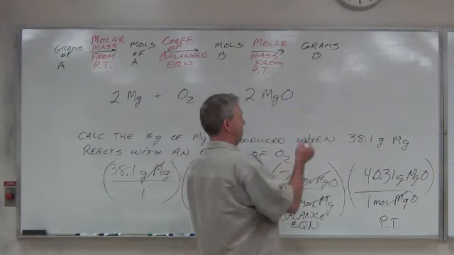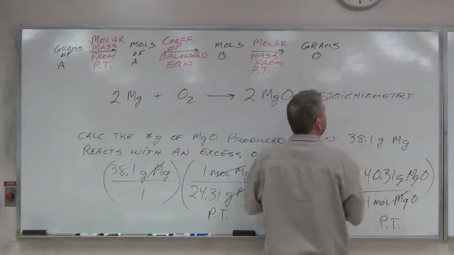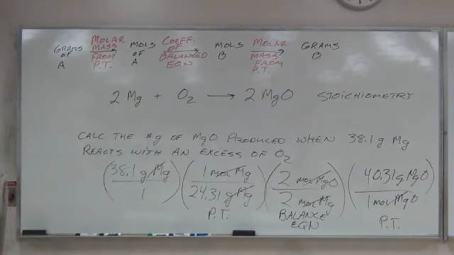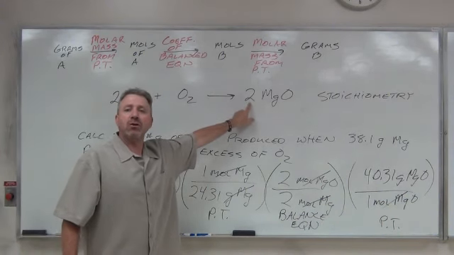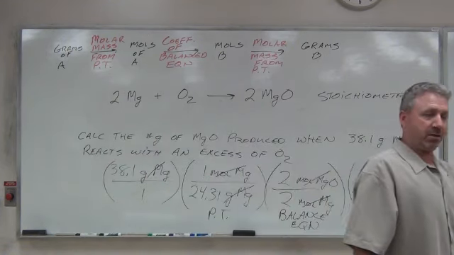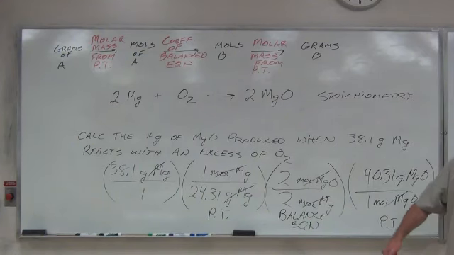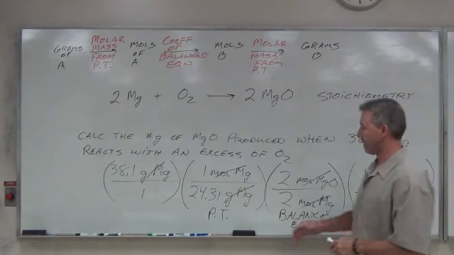This is called stoichiometry. It's the process of using coefficients of balanced chemical equations to quantitatively determine the amount or mass of one product or reactant given the mass of another product or reactant. And for that reason, these are often referred to as stoichiometric coefficients. The stoichiometric coefficients of the balanced chemical equation. Okay. Let's do some.